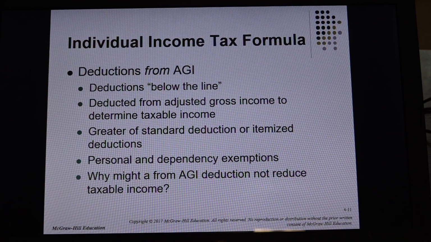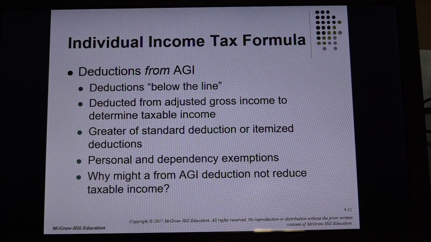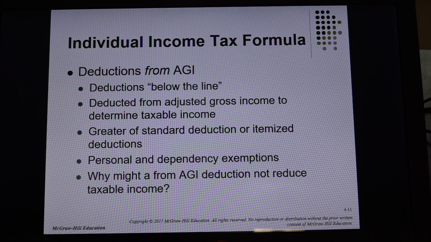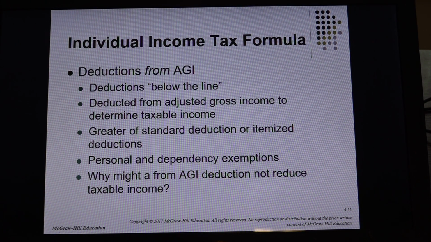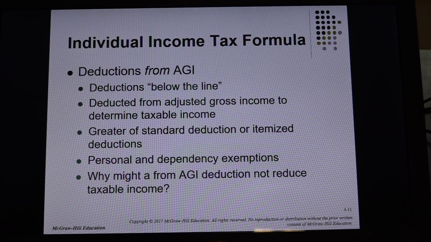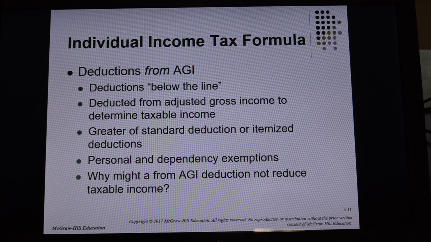Deductions from AGI are considered below the line, meaning they're considered after determining adjusted gross income. And so these are deducted from adjusted gross income to determine taxable income. Again, for deductions, it's the greater of standard deduction or itemized deduction.